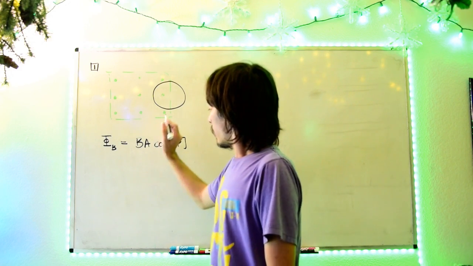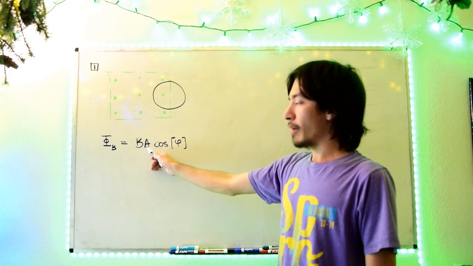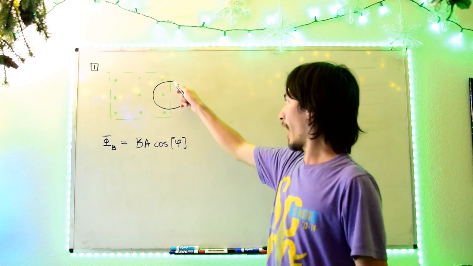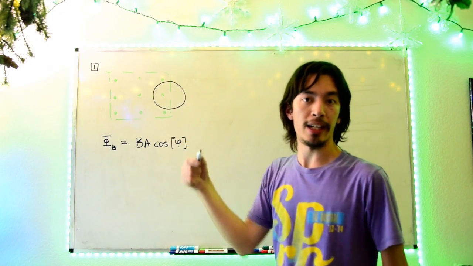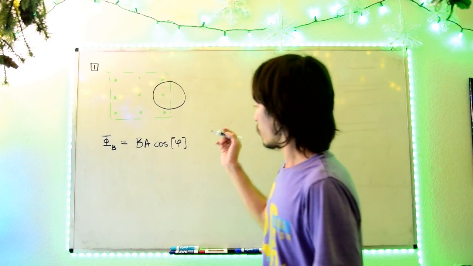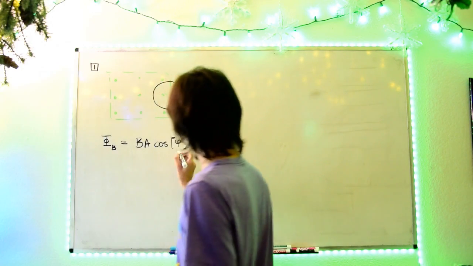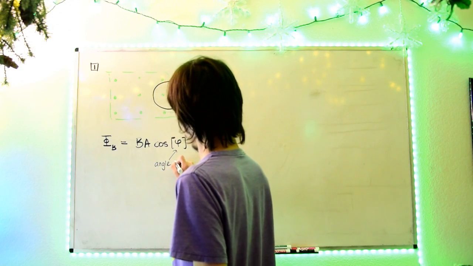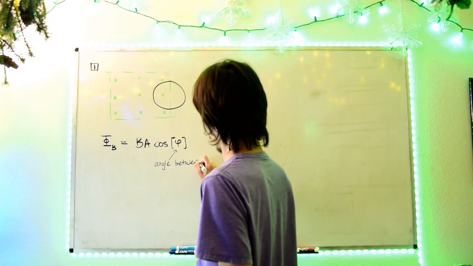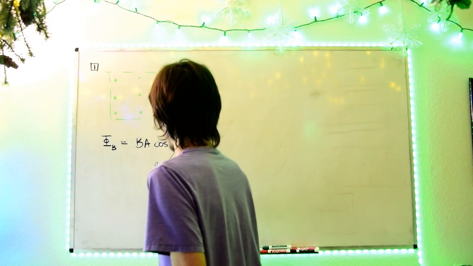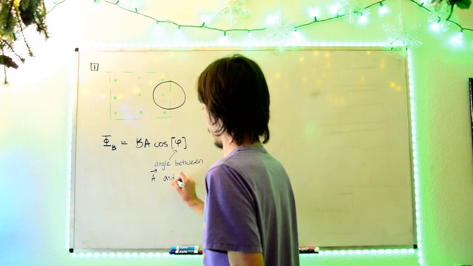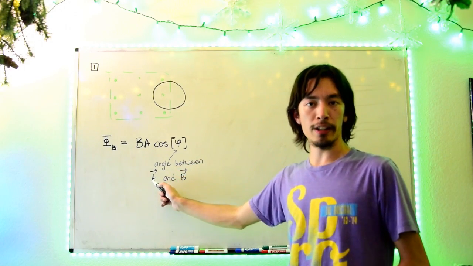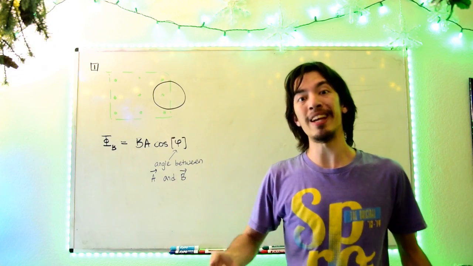Now, the effective area, you have to remember, doesn't have to be the area of the entire loop. It could be only half of the area in this case, which is just the area that contains the magnetic field. So in here, the angle, okay, so this is the angle between, if you want to call it the area vector and the magnetic field vector. So what I mean by area vector is basically which way the area faces.